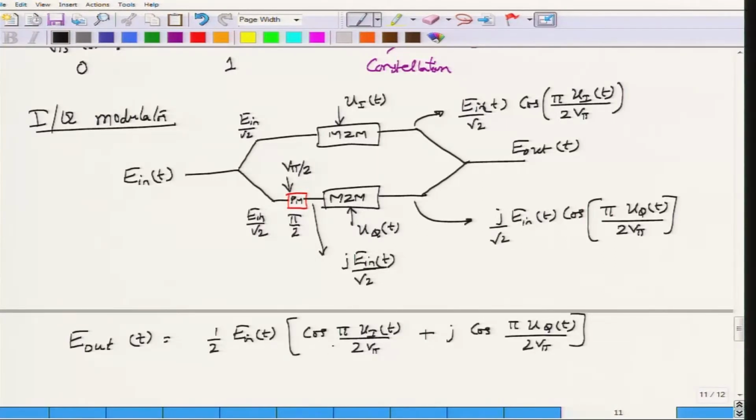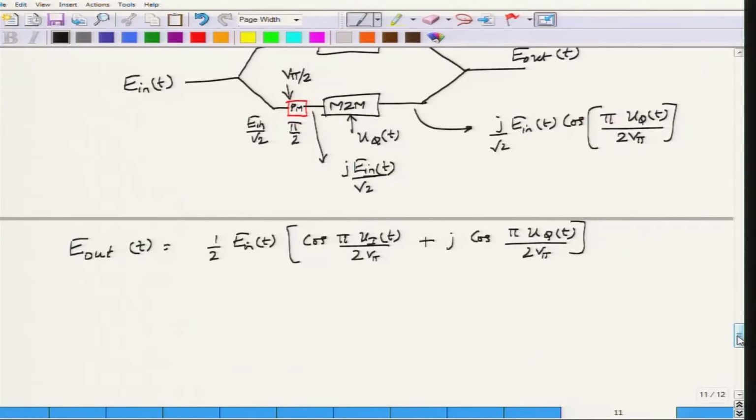If I can somehow remove this cosine by going back to the same kind of biasing that we did for the amplitude modulation, I can remove this cos and forget about the minus signs that I am going to get, and take this pi by 2 V pi as a constant, and put everything into a constant. What I get is some constant times E in of t, which would be my carrier, times Ui of t plus j Uq of t. So, this would be the IQ modulator electric field. We will discuss more about the IQ modulator after we introduce IQ terminology in the next module. Thank you.